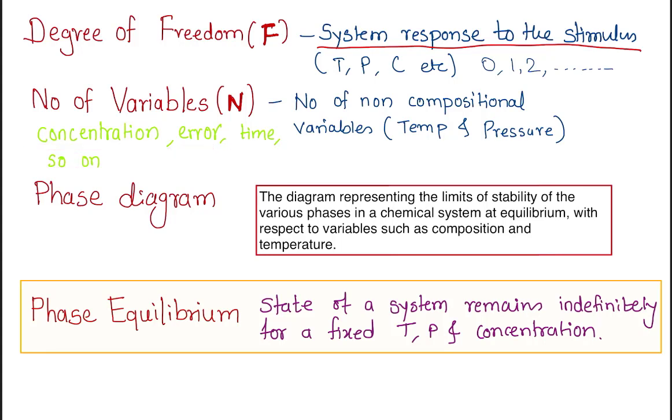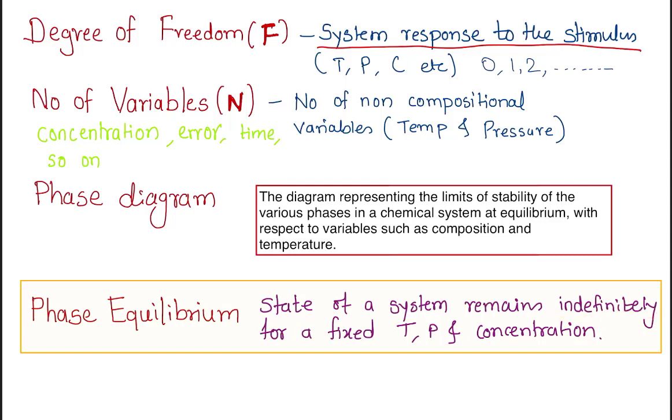We can have concentration, error, time and so on. But in the phase diagram, we use thermodynamic variables, or non-compositional variables, and those are temperature and pressure. So we deal with two types of variables, and including all these, we form a diagram. That diagram we can call a phase diagram. If the chemical phases are in equilibrium, we can call that a phase diagram. Equilibrium means the state of the system should remain constant or stable for indefinite time.